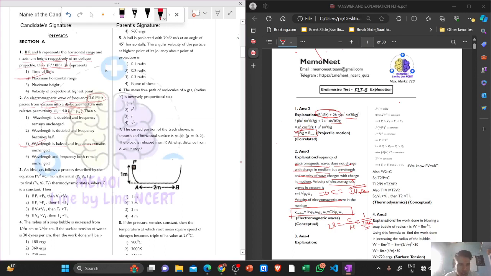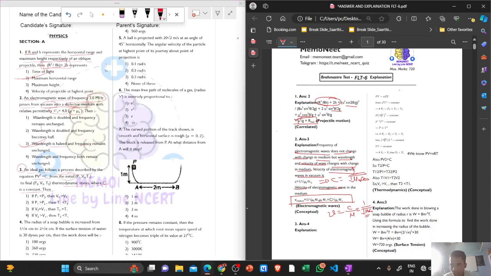Now moving to the next question. Here you have an ideal gas that follows a process described by PV square equals constant. Here P1, V1 and P2, V2 represent the thermodynamic states, where C is a constant. Then you are asked which is the correct option.